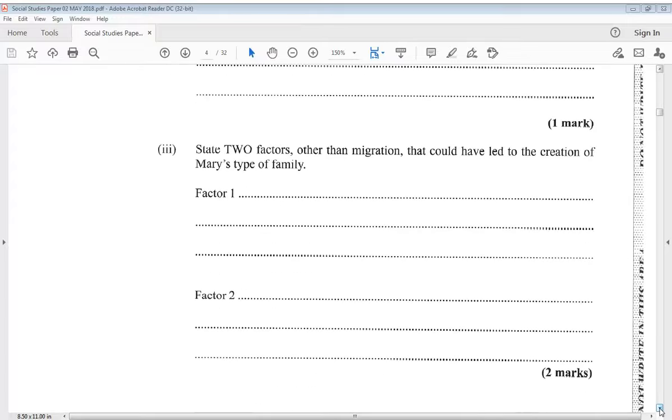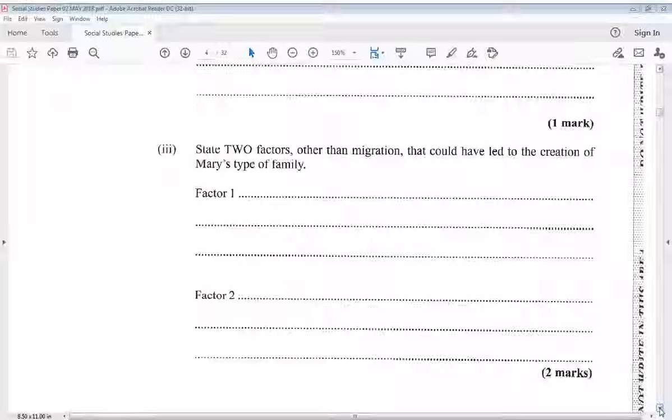The third part of the question says, state two factors other than migration that could have led to the creation of Mary's type of family. So they already said other than migration. So in giving your answer, you do not need to give back migration. Oftentimes students make the error in this question.